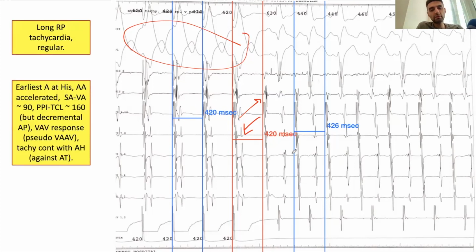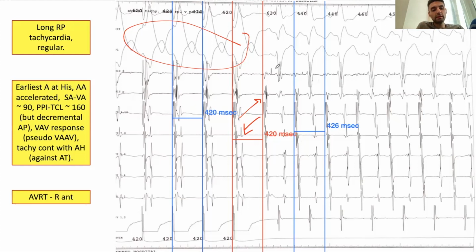So for the long RP tachycardia, the earliest A at the His, AA accelerated to the pacing cycle length. Stim to A minus B2 was around 90. PPI minus tachycardia cycle length was around 160. There were decremental properties of the accessory pathway, hence the longer PPI minus tachycardia cycle length. There was a VAV response, not a VAAV response, and tachycardia continued with AH, and I'll tell you why AH is important to note here.